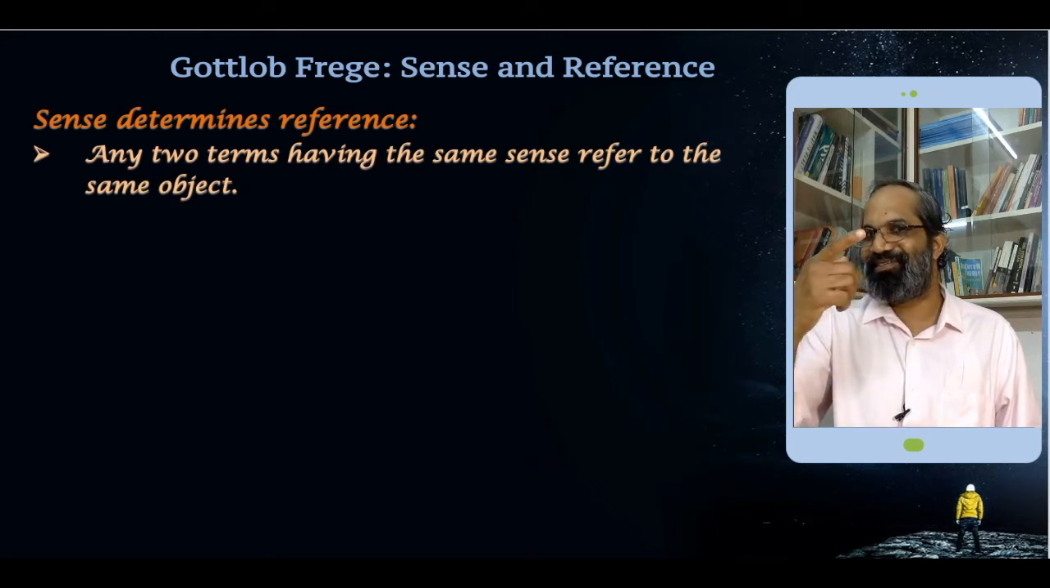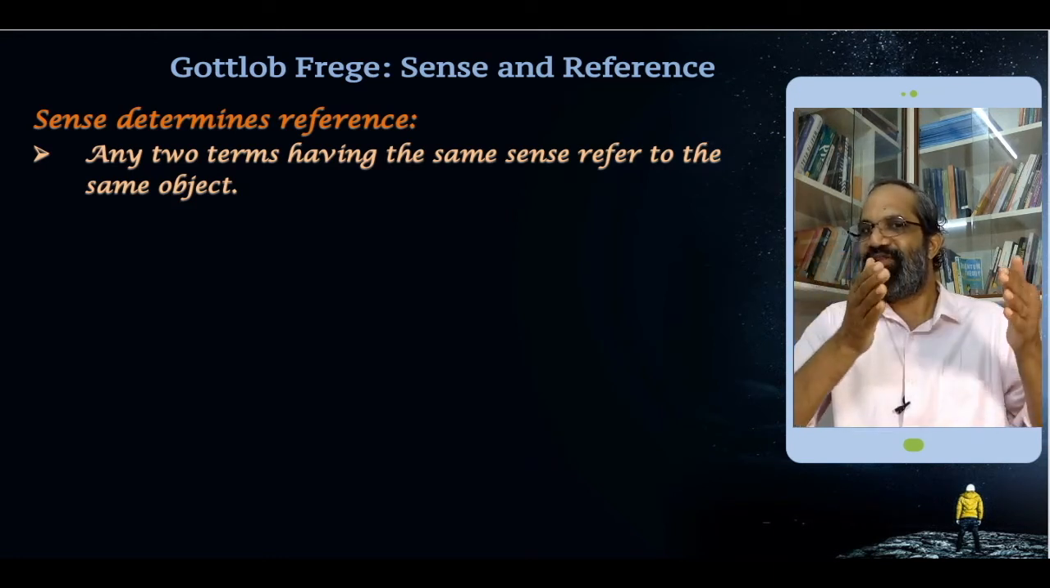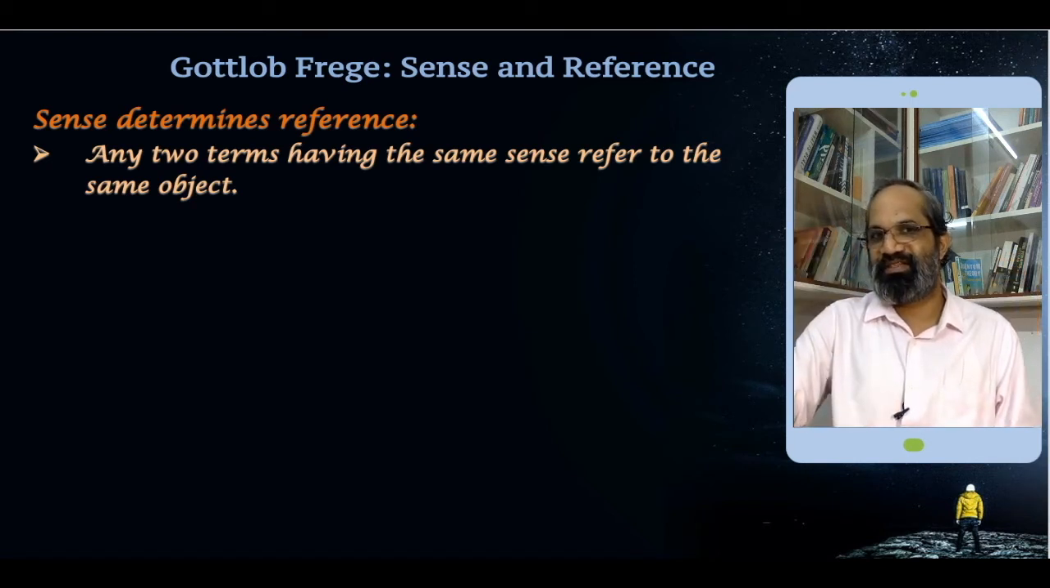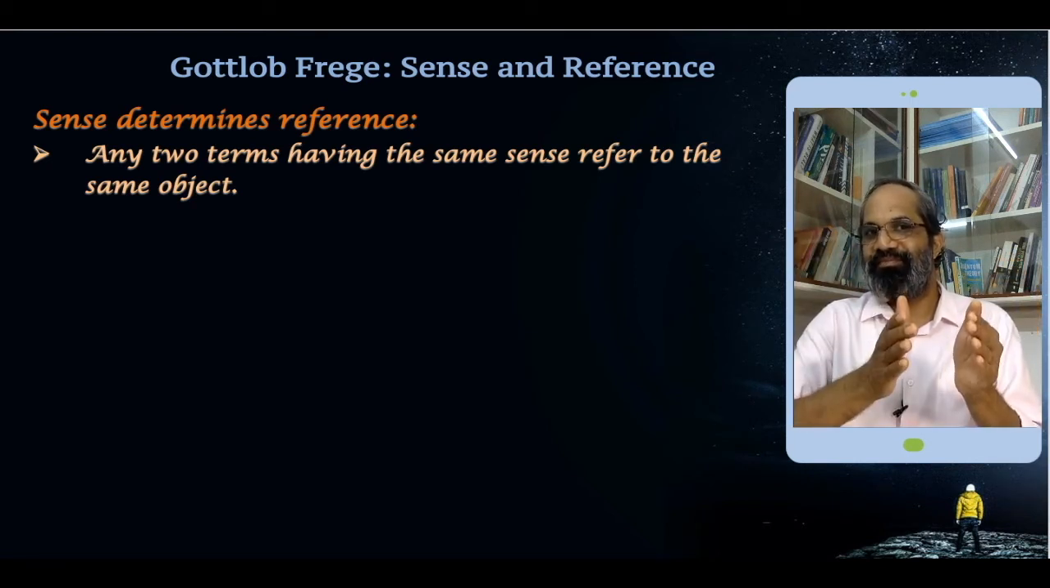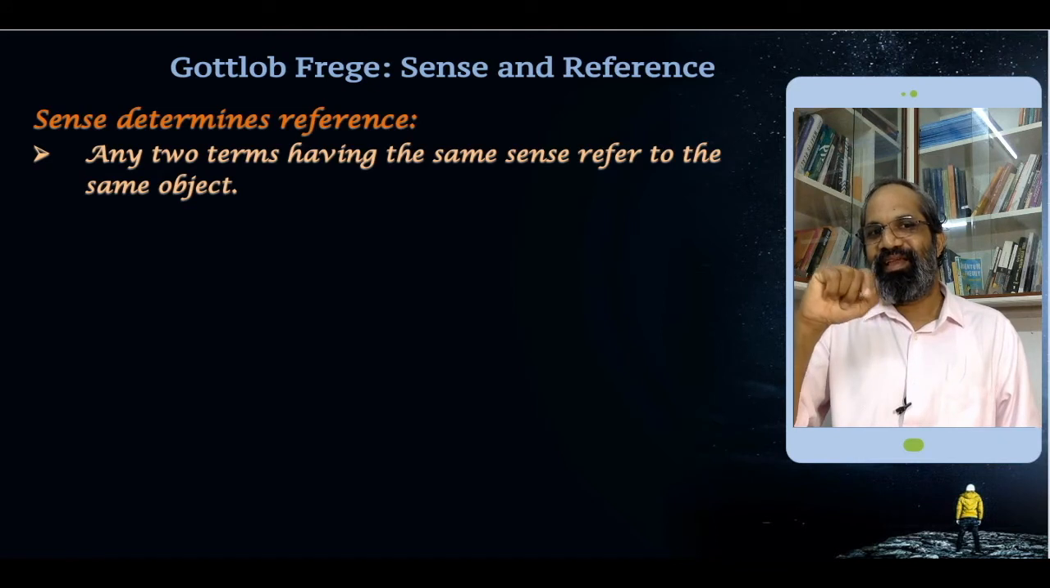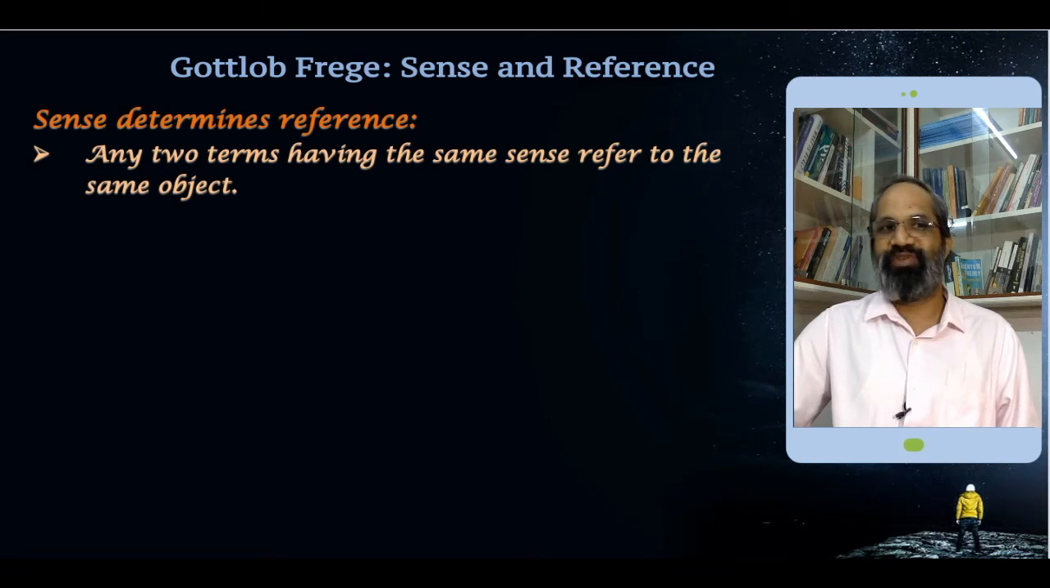Just think of it. It's a bit confusing. Even though the sense, the meaning, is different, it can reach out to the same object. But if the meaning is the same, it can reach out to one object only. That's what is meant here. Any two terms having the same sense refer to the same object. That's why we say that it's the sense which determines reference.